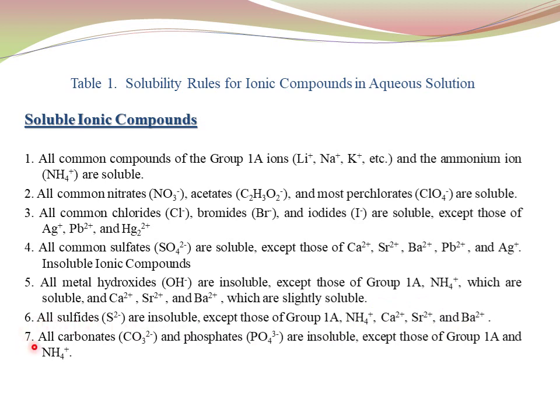The last rule: all carbonate CO3 2- and phosphate PO4 3- are insoluble, except with group 1A and also with the ammonium ion. So carbonate and phosphate are insoluble except with group 1A and the ammonium ion, which are soluble. Okay, so you can use the solubility rules to know which ionic compounds are soluble and which are insoluble.